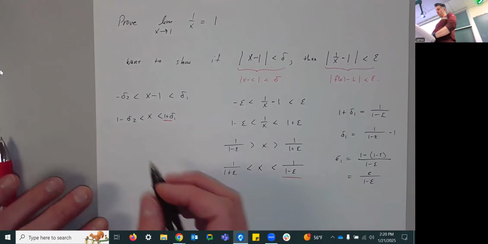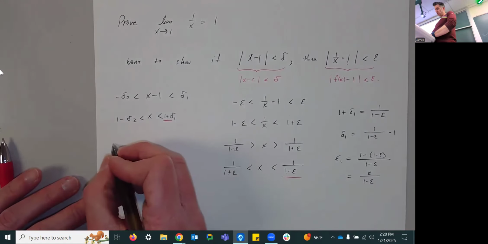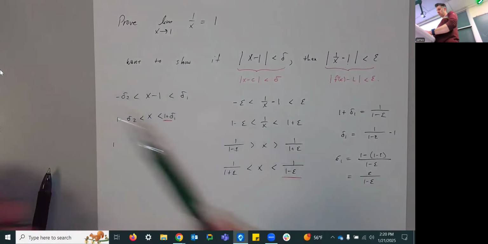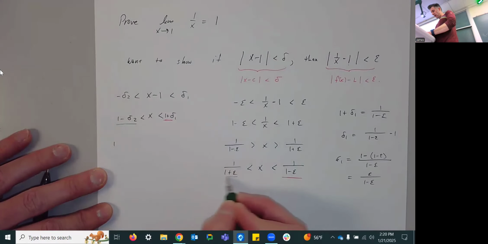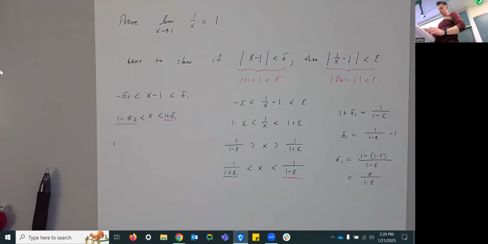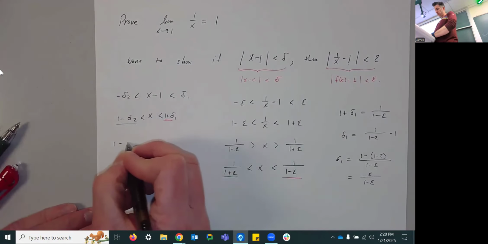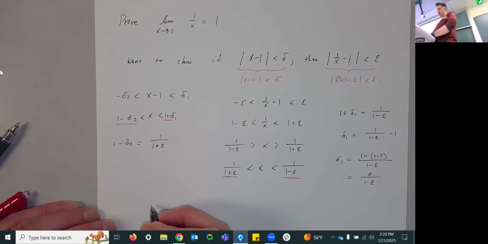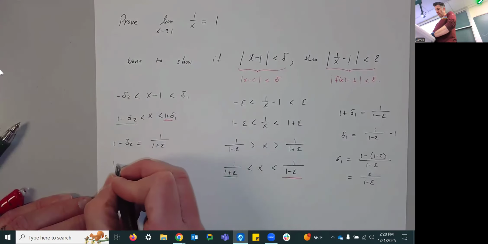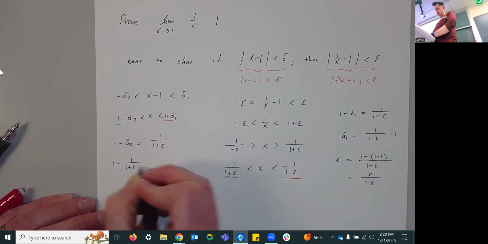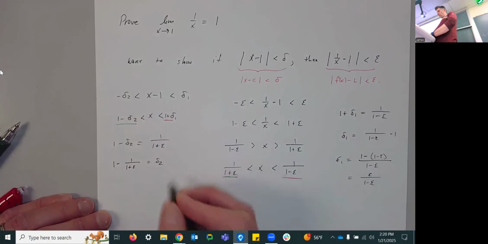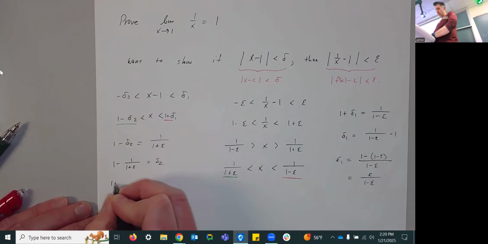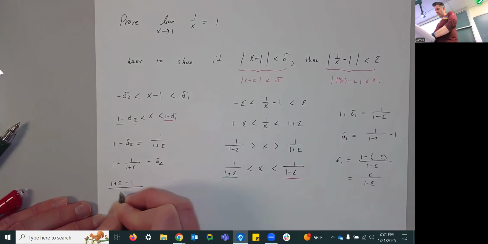And then similarly, we can figure out delta 2. So let's say that that's equal to that. So then 1 minus delta 2 is equal to 1 over 1 plus epsilon. And then 1 minus 1 over 1 plus epsilon is equal to delta 2. And if you wanted a common denominator, 1 plus epsilon minus 1 all over 1 plus epsilon. Or in other words, epsilon over epsilon plus 1.